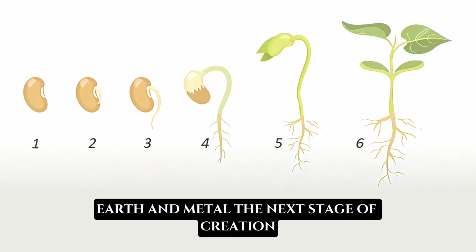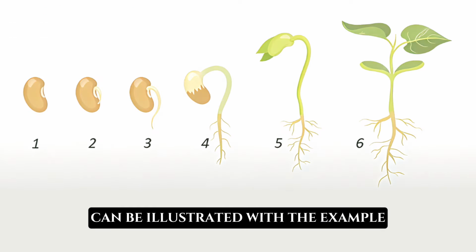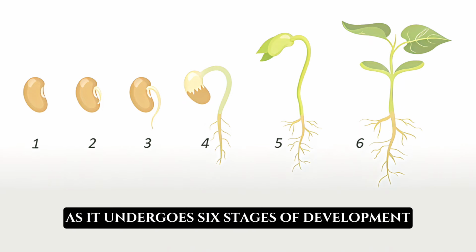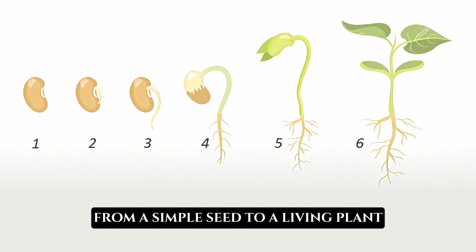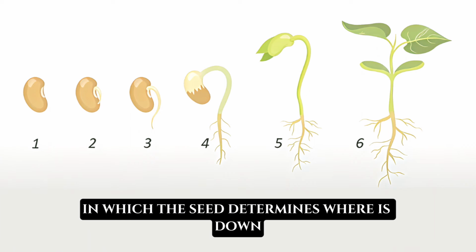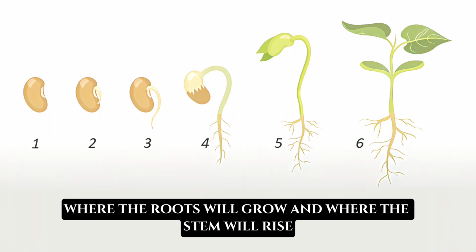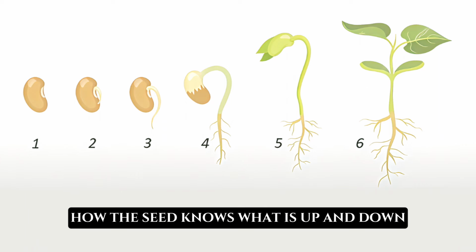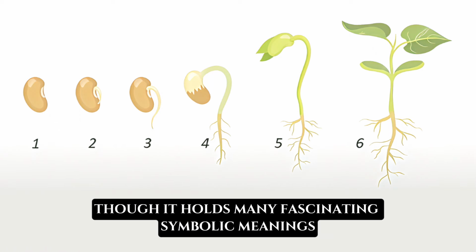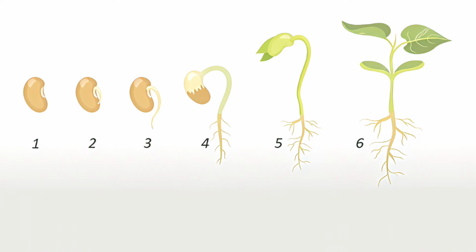The next stage of creation can be illustrated with the example of a bean seed. We observe a bean seed as it undergoes 6 stages of development, from a simple seed to a living plant. We focus on stages 2 through 4, in which the seed determines where is down and where is up, where the roots will grow and where the stem will rise. How the seed knows what is up and down, we won't dive into that for now, though it holds many fascinating symbolic meanings.